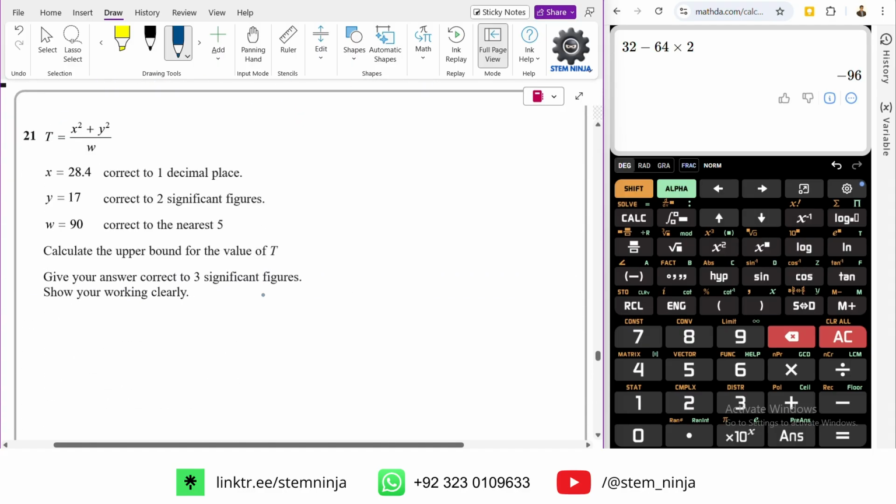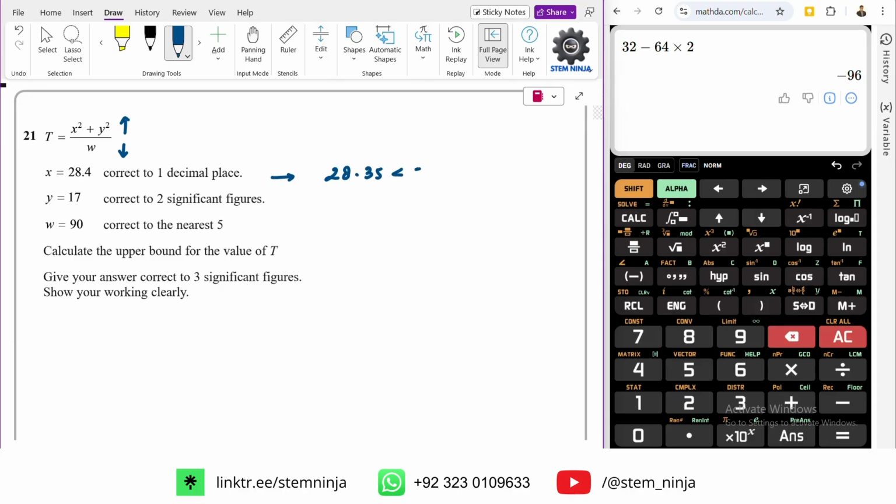X squared plus y squared over w. X is equal to 28.4 correct to 1 decimal place, y is 17 correct to 2 significant figures, w is 90 correct to nearest 5. Calculate the upper bound for the value of t. Okay. So upper bound we get when we increase the value of a numerator and decrease the value of w, right? So we need to find out the upper bound of x squared plus y squared.